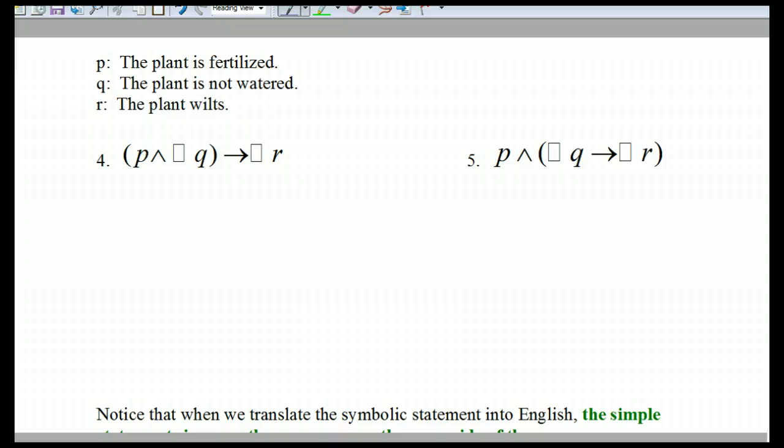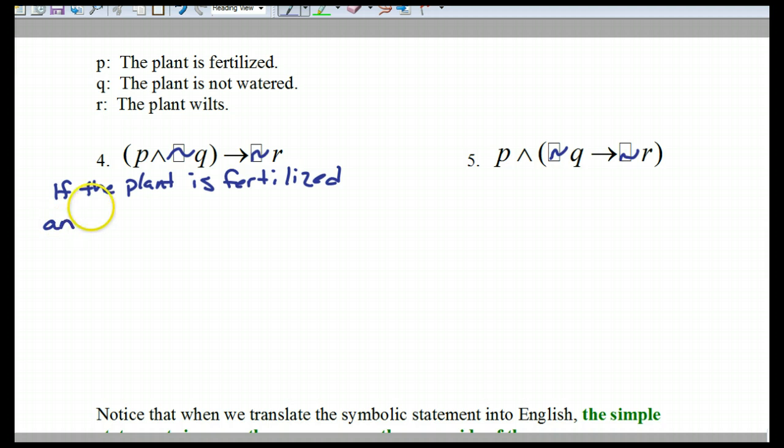So on this last one, it says the plant is fertilized for P. Q is the plant is not watered, and R is the plant wilts. Okay? For these boxes here, you can put a not symbol because, like I said, it didn't translate from one thing to the other for whatever reason. Okay? So for 4, you have an and, you have a not, and then you have an if then, and then a not. So this is going to be if the plant is fertilized and not watered. Then the plant will not wilt.